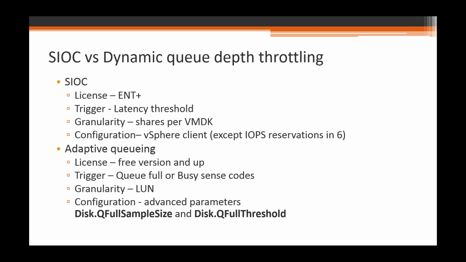The trigger on storage I/O control is the latency threshold, and the trigger on adaptive queuing is the queue full or busy sense code. And the way you configure it, storage I/O control is configured from the vSphere client, and adaptive queuing is configured using advanced parameters. Except for storage I/O control version 6, the IOPS reservations is also set in advanced parameters in the VMX file of the VM. And there's a license. Storage I/O control is licensed with Enterprise Plus, while adaptive queuing exists in ESXi server in any license.